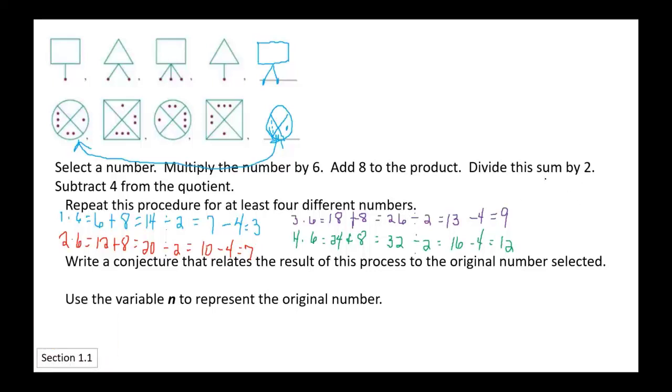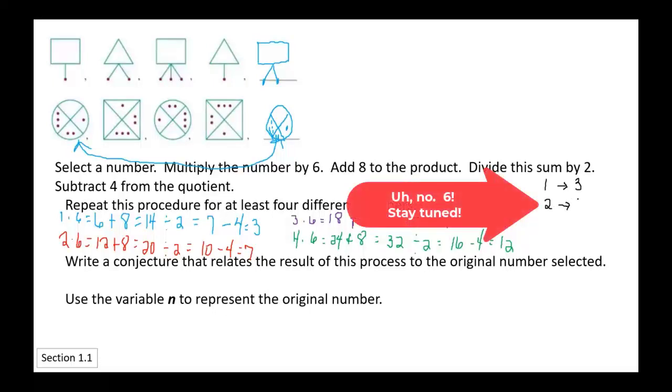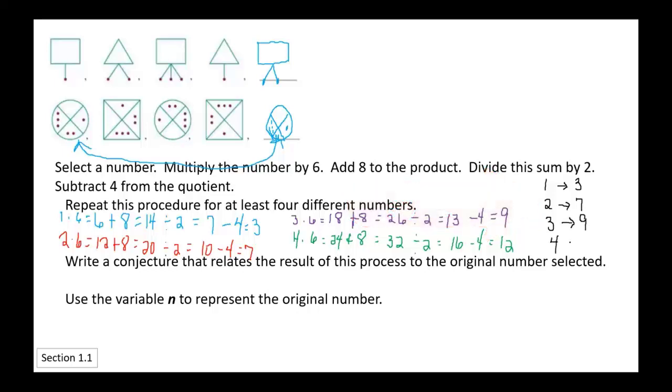Okay, so now, just kind of in summary then, I'm going to write this up here in black. I started with 1, and I ended up with 3. When I started with 2, I ended up with 7. I started with 3, my result was 9. And when I started with 4, my result was 12. So write a conjecture that relates the result of this process to the original.